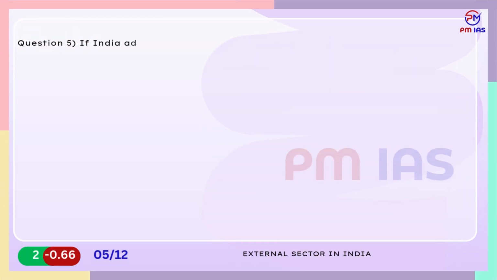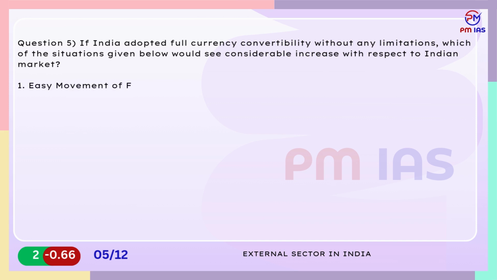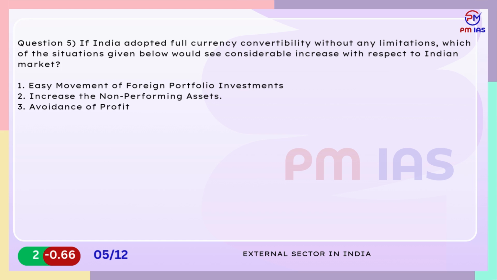Question 5. If India adopted full currency convertibility without any limitations, which of the situations given below would see considerable increase with respect to Indian market? 1. Easy movement of foreign portfolio investments. 2. Increase the non-performing assets. 3. Avoidance of profit shifting. 4. Currency volatility risks. Select the correct answer using the codes given below.